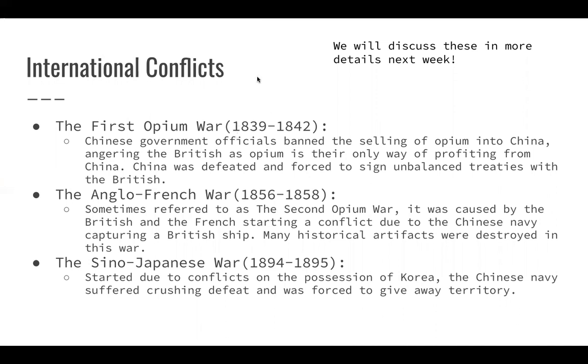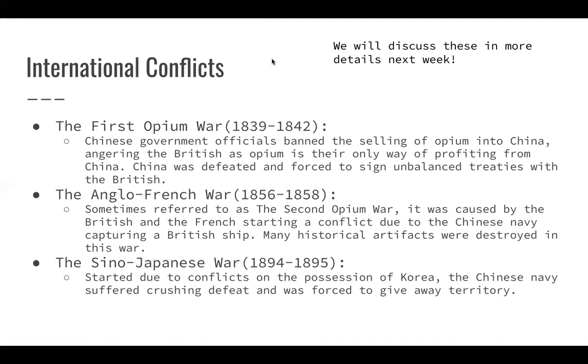The second major international conflict is known as the Anglo-French War, which lasted from 1856 to 1858, and it is sometimes referred to as the Second Opium War. It was caused by the British and the French starting a conflict due to the Chinese Navy capturing a British ship. Many historical artifacts were destroyed in this war, and China was defeated.